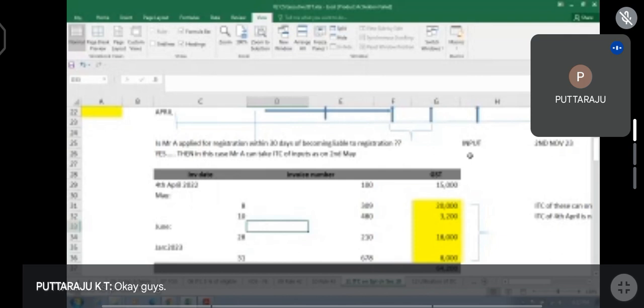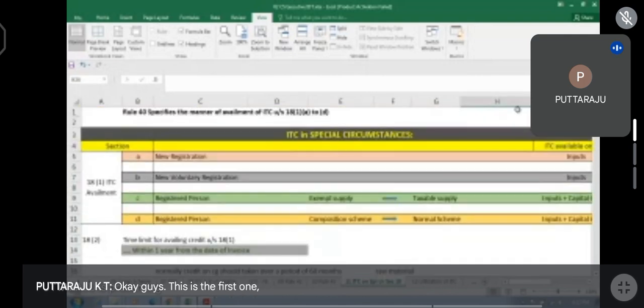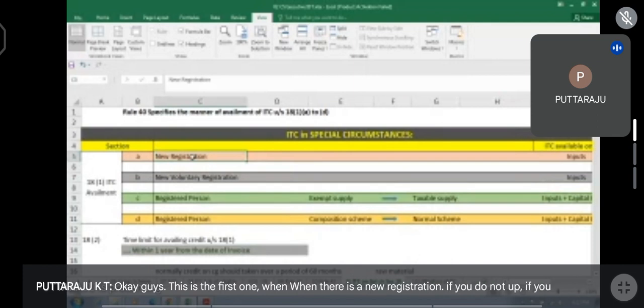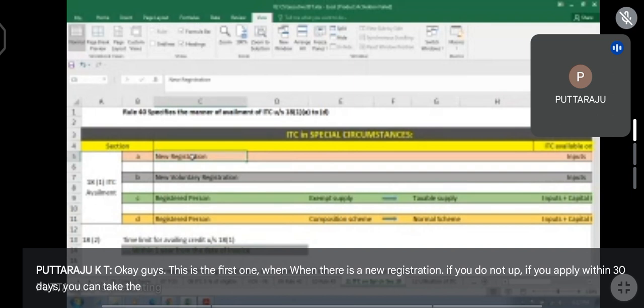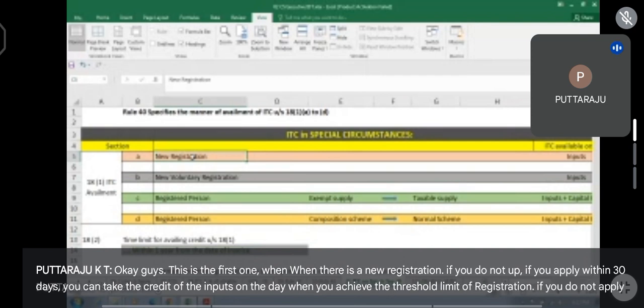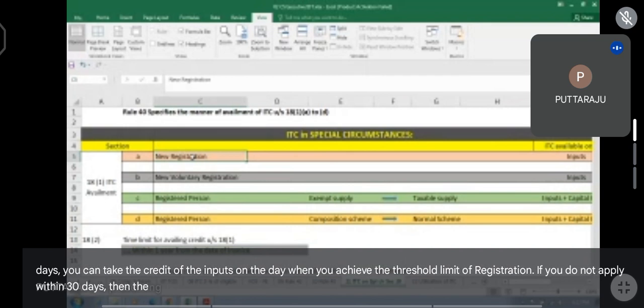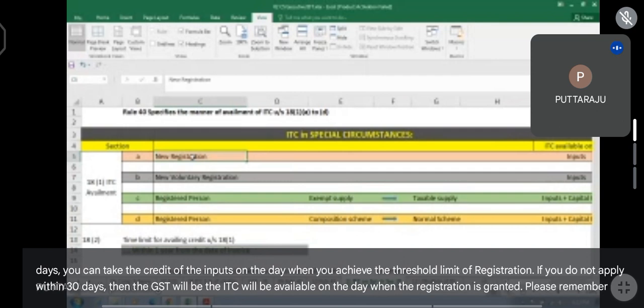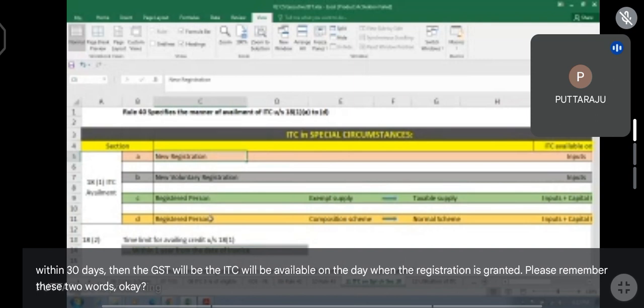Okay guys, this is the first one. When there is a new registration, if you apply within 30 days, you can take the credit of the inputs on the day when you achieve the threshold limit of registration. If you do not apply within 30 days, then the ITC will be available on the day when the registration is granted. Please remember these two. What is the time limit? Time limit is within 1 year from the date of invoice.